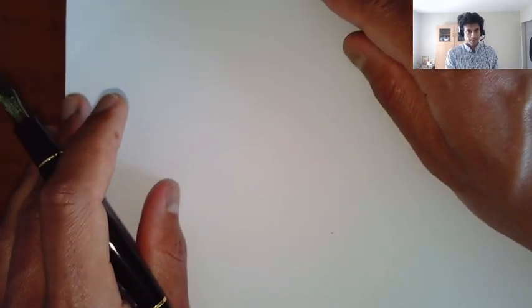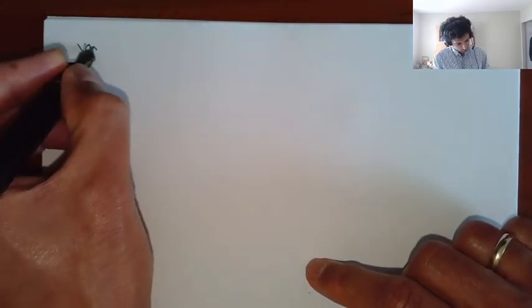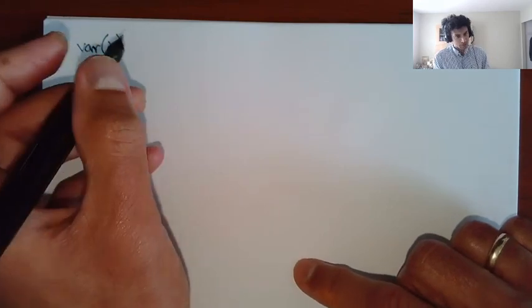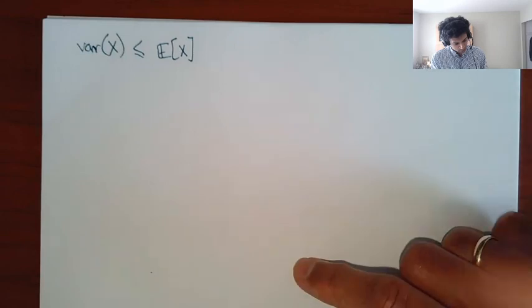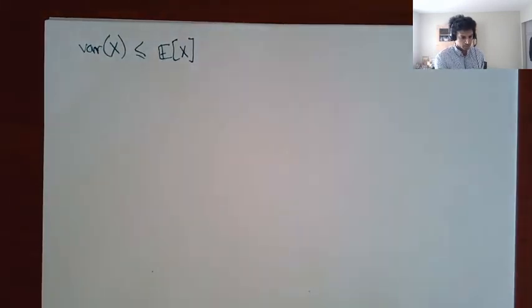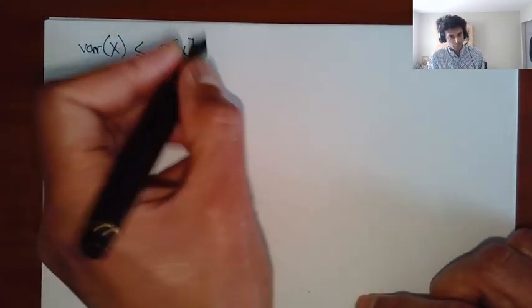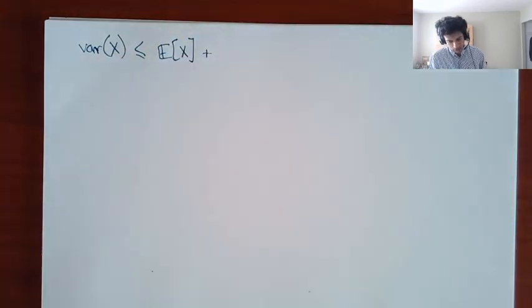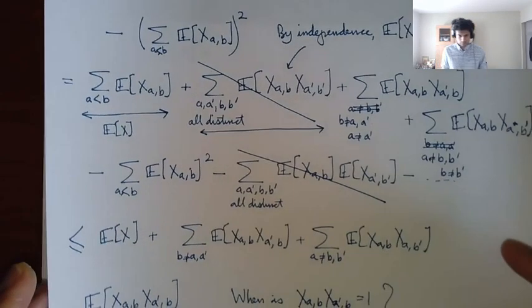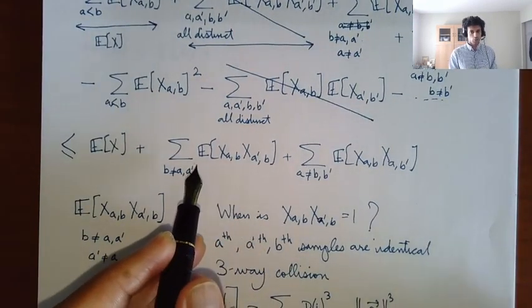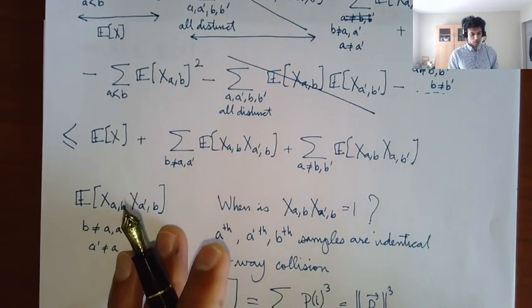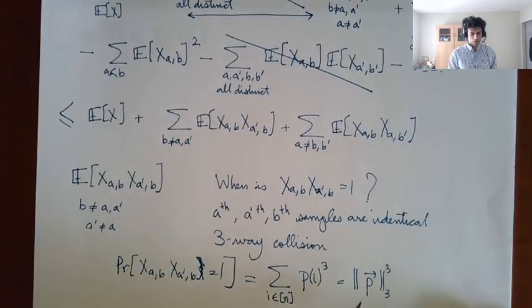All right. So now, just putting it all together, the variance of X is at most the expectation of X plus... so we know the expectation of each individual term in the sum, and that is just the 3 norm cubed.